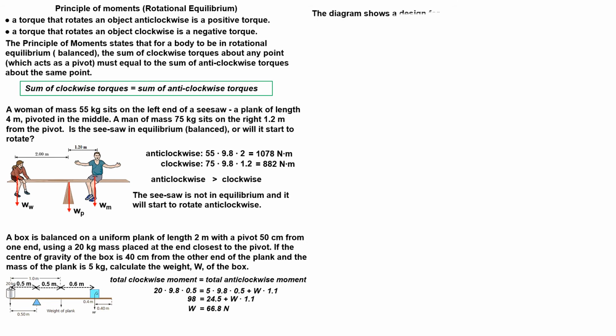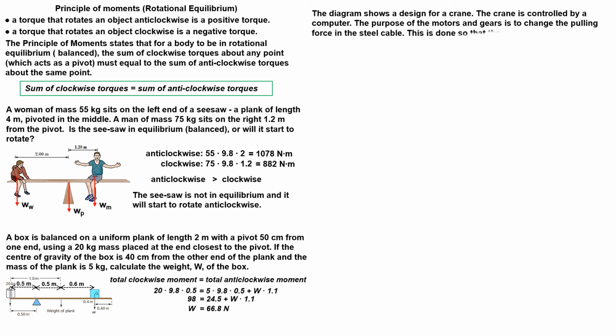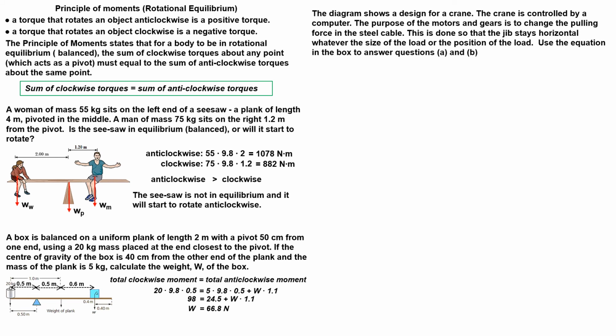The diagram shows a design for a crane. The crane is controlled by a computer. The purpose of the motors and gears is to change the pulling force in the steel cable. This is done so that the jib stays horizontal whatever the size of the load or the position of the load. Use the equation in the box to answer questions A and B.